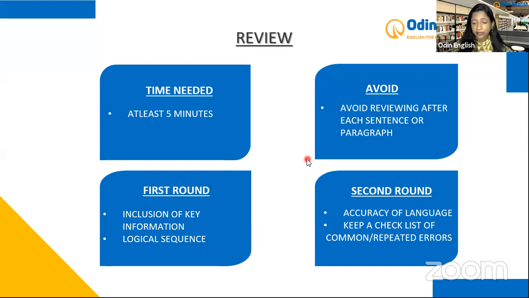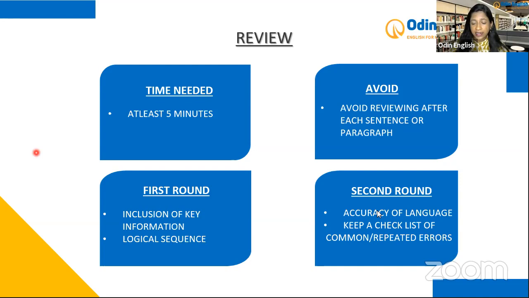Now there are 2 rounds of reviewing. I would suggest you do it in 2 rounds. In the first round, quickly read through the letter and look whether you have included all the key information, and also whether the order is correct and has a logical sequence. If you have missed out any important information, add it. And if your arrangement is not right, rewrite it if it's a small part, otherwise you can put arrows and rearrange it, because there are many instances wherein candidates have identified the information, but while writing, they forgot to write it in the letter. So in the first round, look at the inclusion of all the key information and whether your sequence is logical or not.